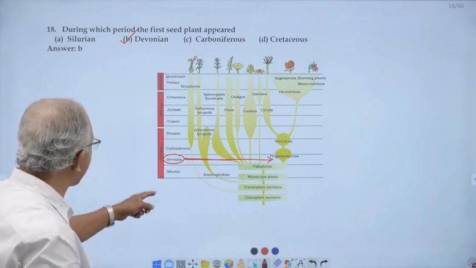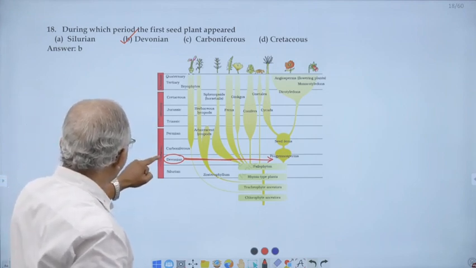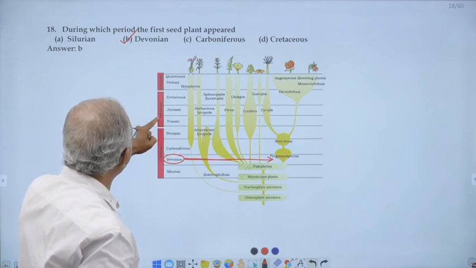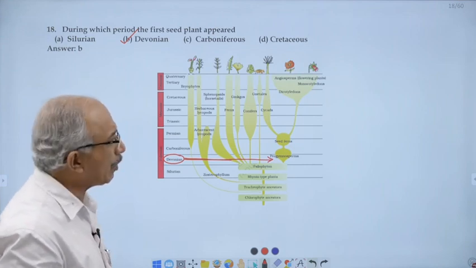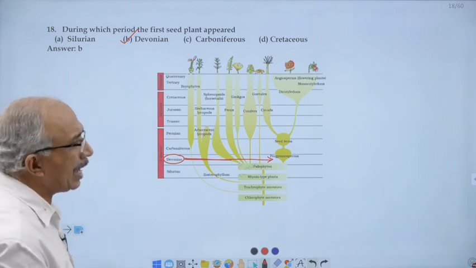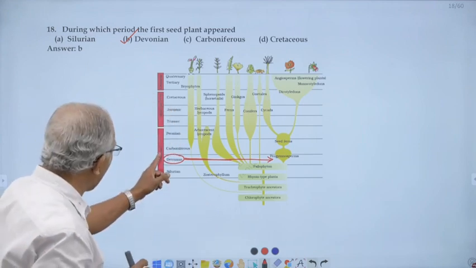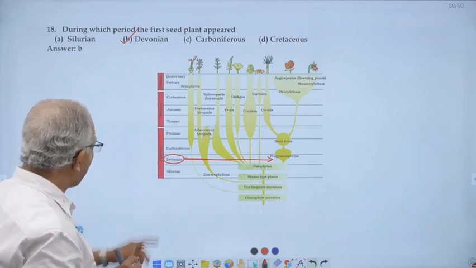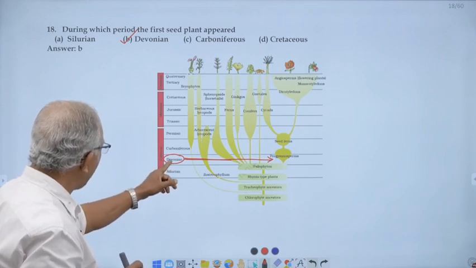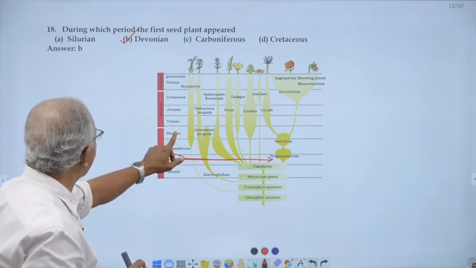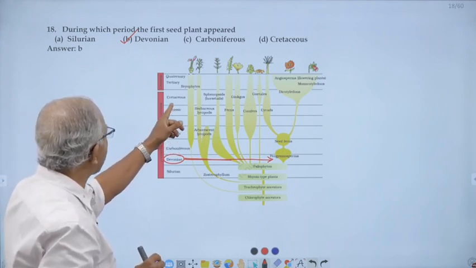This is the geological chart. It is divided into eras: Paleozoic era, Mesozoic era, and Cenozoic era. A beautiful picture is given in NCERT, page number 138. And the era is divided into periods. Paleozoic era is divided into 4 periods: Silurian, Devonian, Carboniferous, Permian. Mesozoic era into 3: Triassic, Jurassic, Cretaceous.